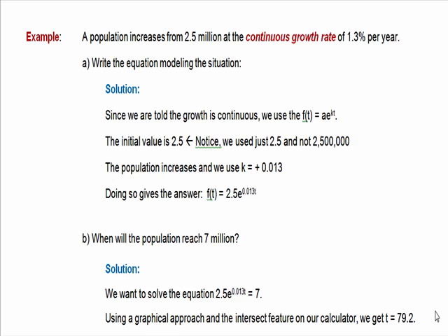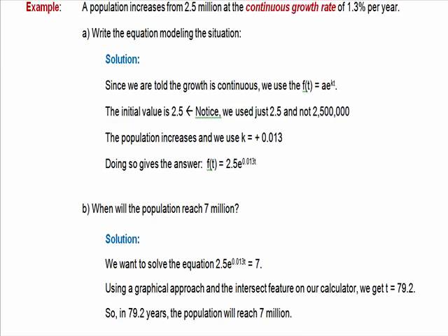The population increases, so our k is positive as I use my formula. And so k as a decimal would be 0.013 because it was 1.3%. And now if I write the formula and put it all together, I get f at t is 2.5 e to the 0.013 t. Very simple, very easy, much easier than what we were doing in the earlier part of the chapter.